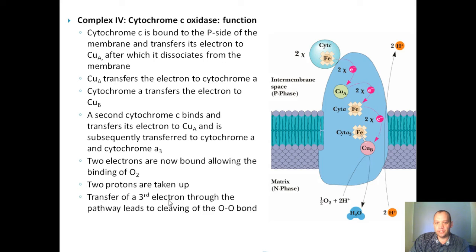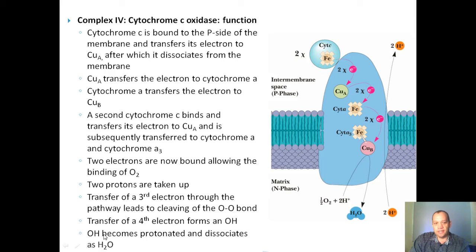The transfer of a 3rd electron is required to cleave the actual bond between the 2 oxygens which makes up molecular oxygen. And then finally, the transfer of a 4th electron through the same pathway allows the formation of hydroxyls. The hydroxyl then becomes spontaneously protonated and dissociates from the complex as water. So in this way, we've actually gone through the whole electron transport chain. We finally ended up transferring the electrons on to molecular oxygen, and we have now made water, which is released.